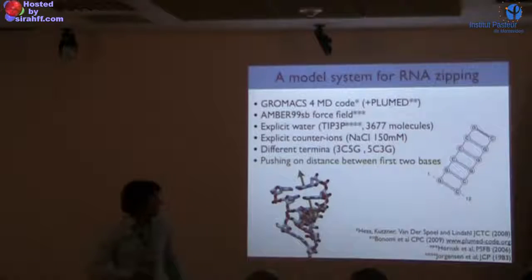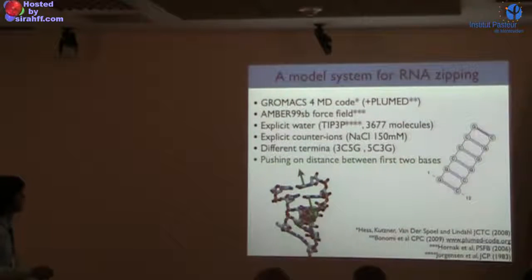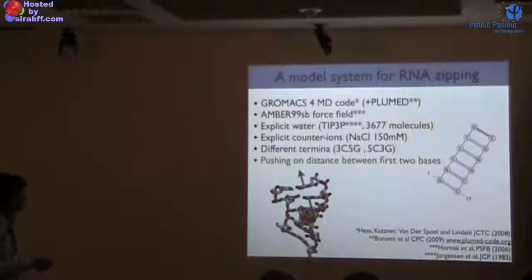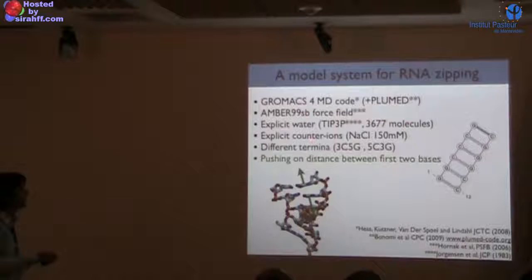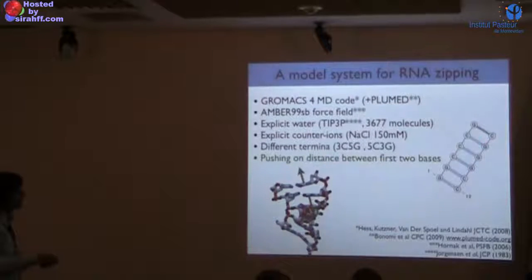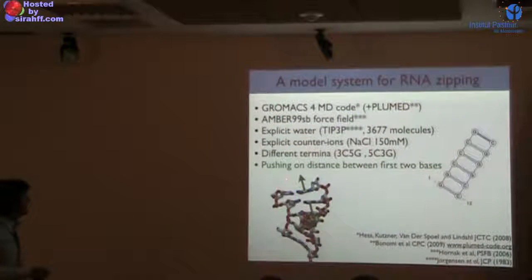Okay, so this is the model system that we use. It's a very small RNA duplex in water, so explicit water, explicit counter ions. This is also important for nucleic acids. And because of the way we design this sequence, we can just open it from one side and then the other, looking at different sequences.